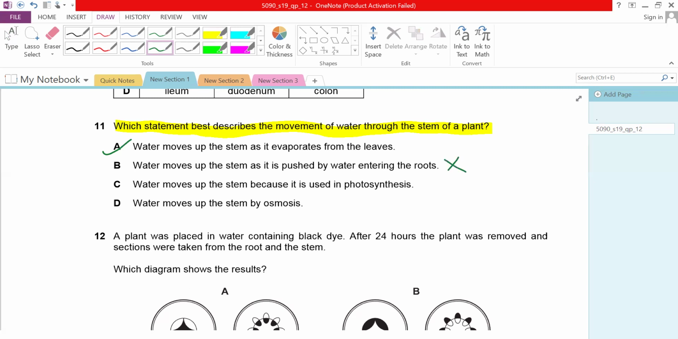Water moves up the stem because it is used in photosynthesis. Yes, it is used in photosynthesis. But actually, when it evaporates from the leaves, more water comes from the roots through xylem. Water moves up the stem by osmosis. No. Option A is correct for question 11.